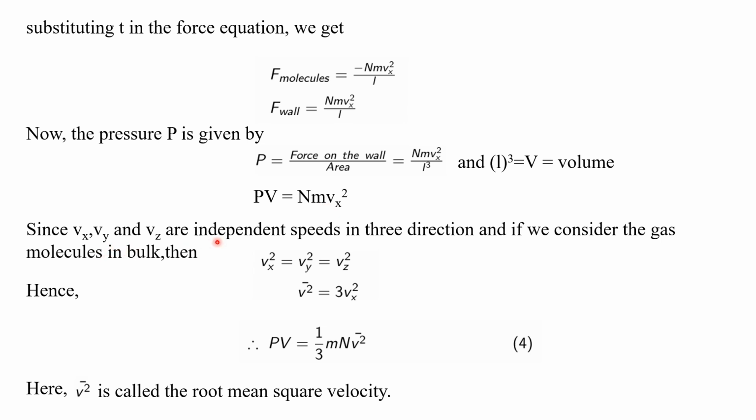Since Vx, Vy and Vz are independent speeds in the directions, and if we consider the gas molecules in bulk, then they are equal. We consider the values of Vx, Vy and Vz to be equal. So we get the average velocity: V squared average is 3 Vx squared. If we substitute this here, we get PV is 1 by 3 m n V squared average. Here the square root of V squared average is called the root mean square velocity.